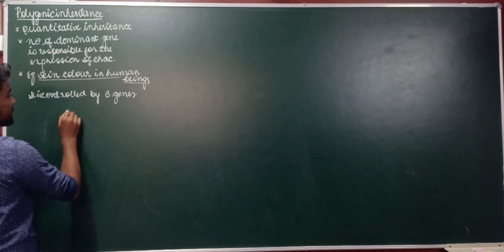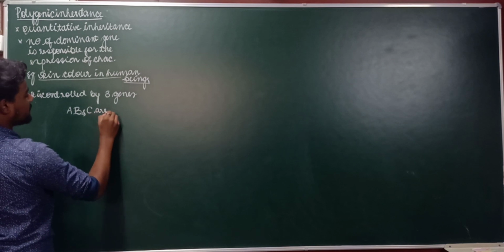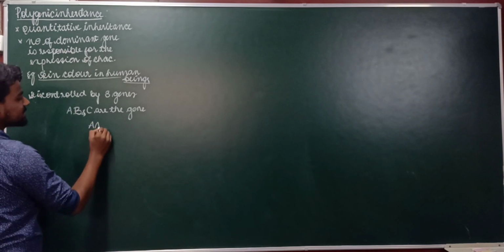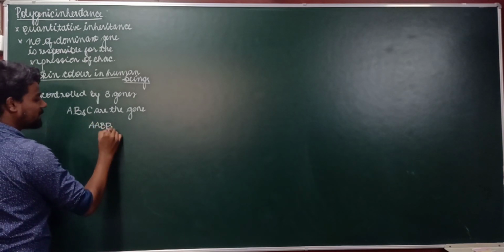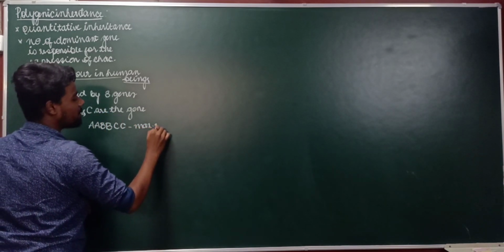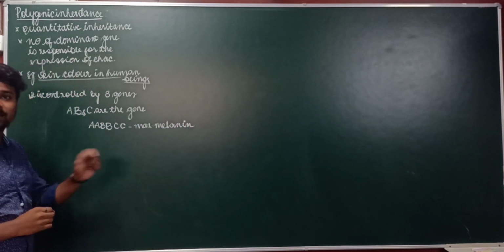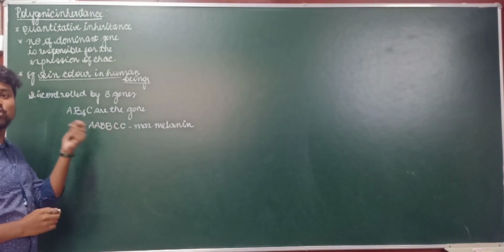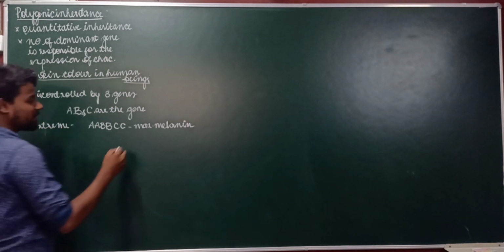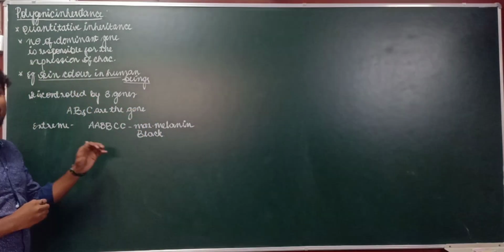So what are those 3 genes? A, B and C are the genes. If all the genes are there, that is capital A, capital B and capital C, this has the maximum melanin content. The maximum melanin content is released when all the genes are present in their homozygous dominant state, and this will be one of the extreme colors, characterized by the black color.